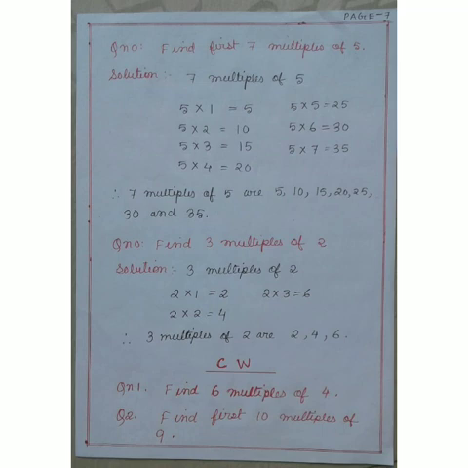Next question, first 3 multiples of 2. Solution, 3 multiples of 2: 2 into 1 equal to 2, 2 into 2 is 4, 2 into 3 is 6. Therefore, 3 multiples of 2 are 2, 4 and 6. So, I have given you classwork: find 6 multiples of 4, and question number 2, find the first 10 multiples of 9. So by the evening you submit your classwork and homework.